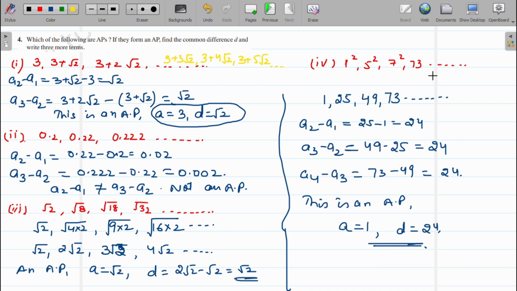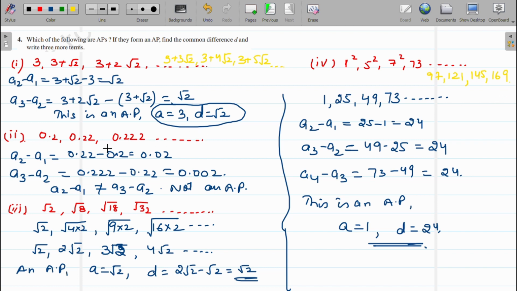Here if I keep adding 24 to 73, I should get 73 plus 24, which gives me 97. So the next terms can be 97. Adding 24 to 97, we will get 121. Then adding 24 to 121 will give me 145. And adding 24 to 145 will give me 169. Okay, we had to write 3 more terms, so okay, I have written 4, no problem.